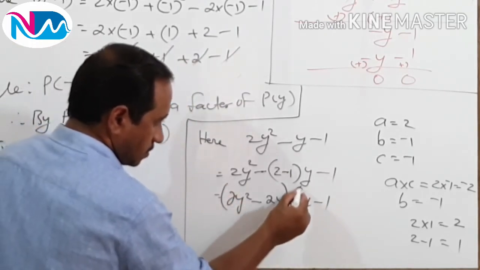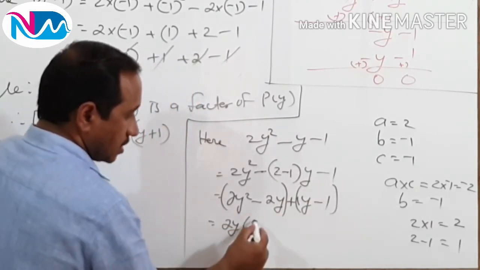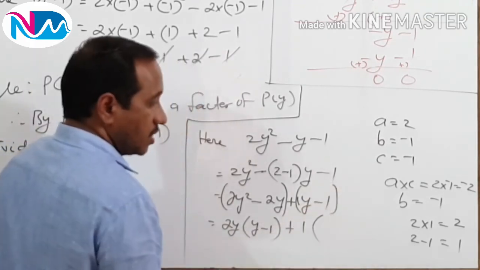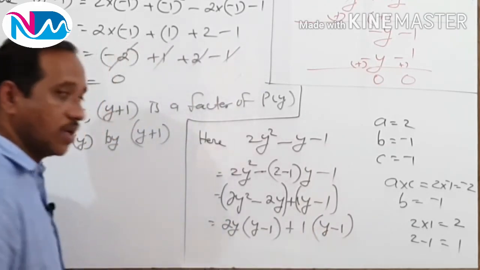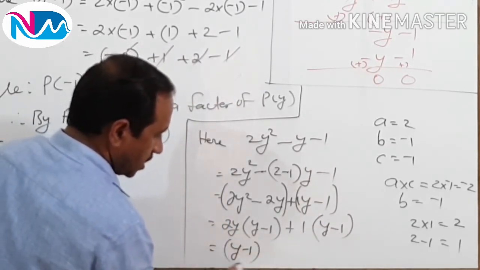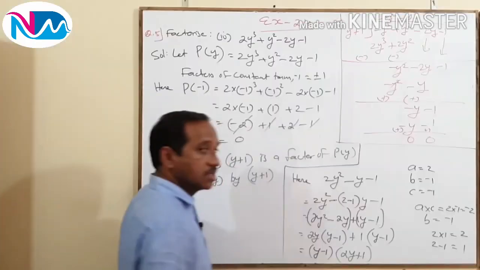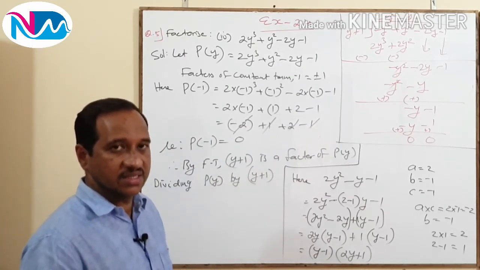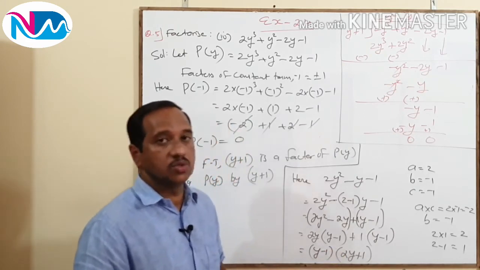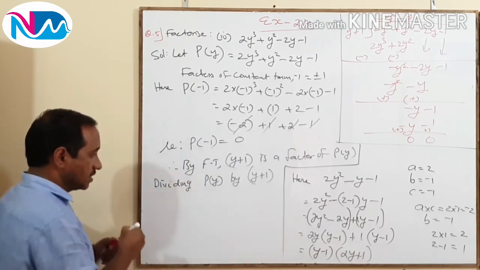Grouping from the first two terms we get 2y common, then y minus 1 is left. From the last two terms 1 is common into y minus 1. Now we can see y minus 1 is common, so y minus 1 into what is left? 2y plus 1. So the remaining two factors are y minus 1 and 2y plus 1. So the three factors I write here.